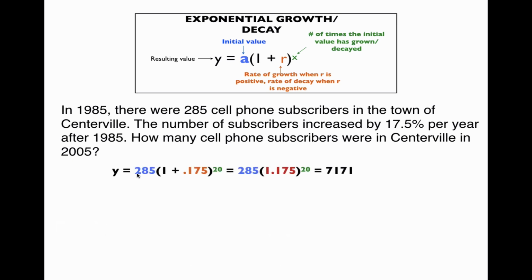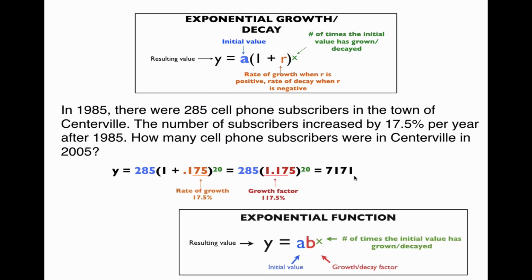So our equation should look like this: y equals 285 times 1 plus 0.175, or 17.5%, raised to the 20th power. Simplifying that, we get 285 times 1.175 raised to the 20th power, and that's 7,171 rounded to the nearest whole number. And as you can see, this 0.175 represents the rate of growth, whereas 1.175 represents our growth factor. When we increase a value by 17.5%, we end up with 117.5%.